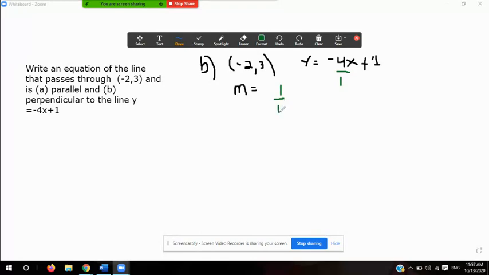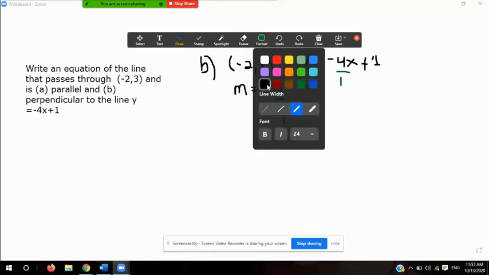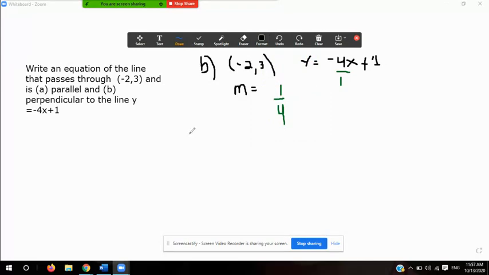Now, it's the negative reciprocal, which means that the signs are going to change. So if this is -4x, when I reciprocate it, it's now going to be positive 1/4. Okay, so I have my slope. All I need to do now is just plug it into my formula.